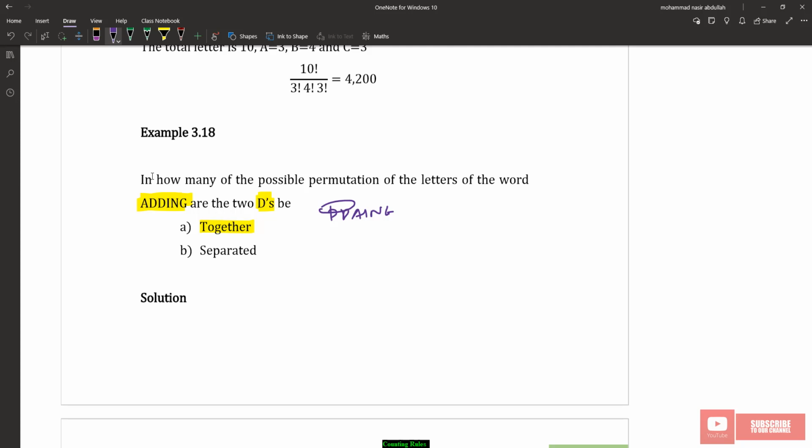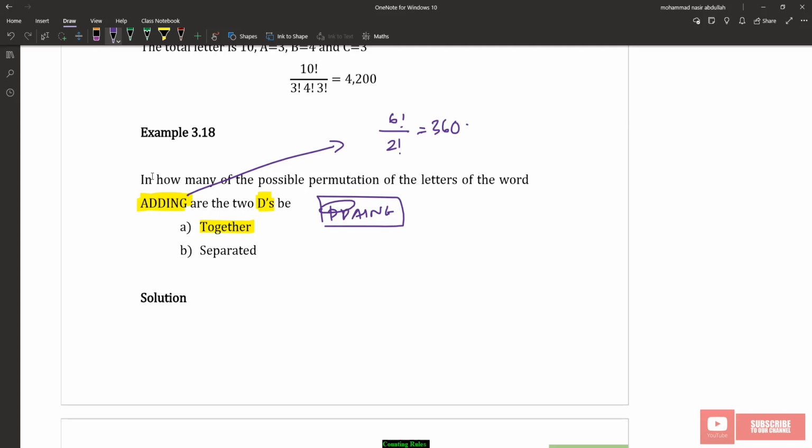Now, if we want to rephrase the word adding without any constraint or condition, it means the D's can be separated or together. So how much is it? 1, 2, 3, 4, 5, 6. So 6 factorial divided by 2 factorial is 360.